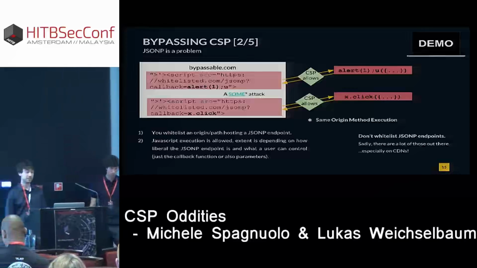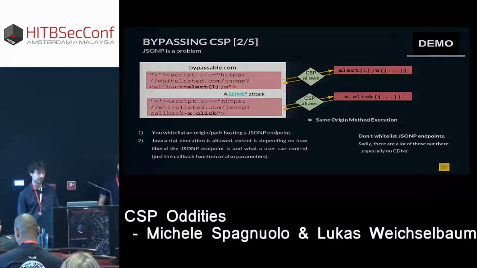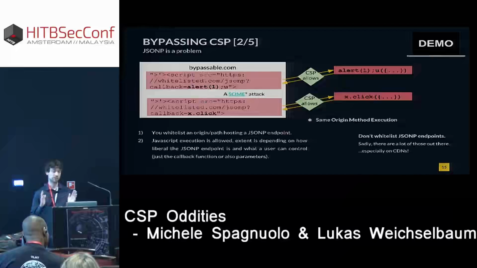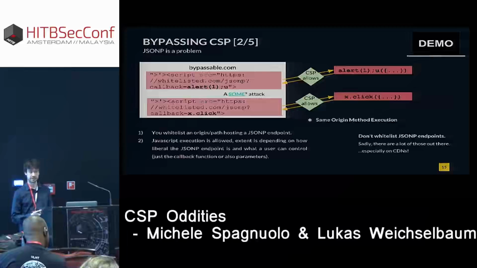So, yeah, JSONP is a problem for CSP, and this is not very widely known. We want to stress that this is a real problem, and this is a deal breaker. Even if you don't whitelist full domains, like a CDN, almost all CDNs embed at least one JSONP endpoint. So this means you can't whitelist CDNs, right? This is as strong as that.